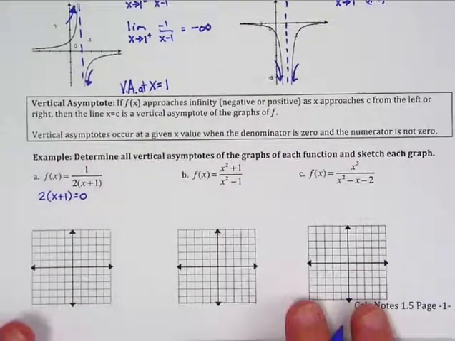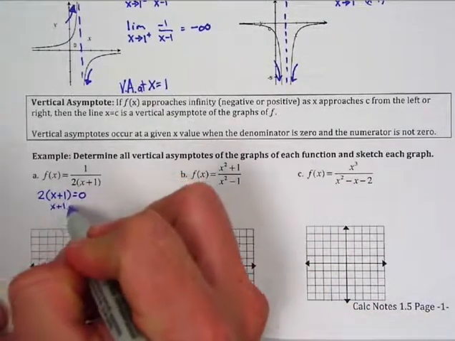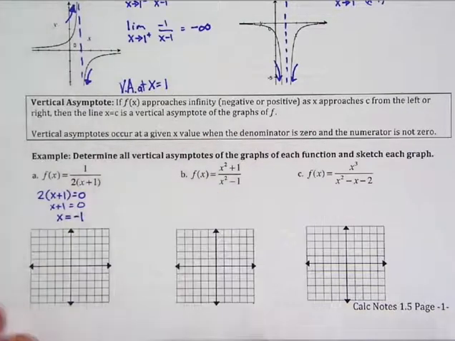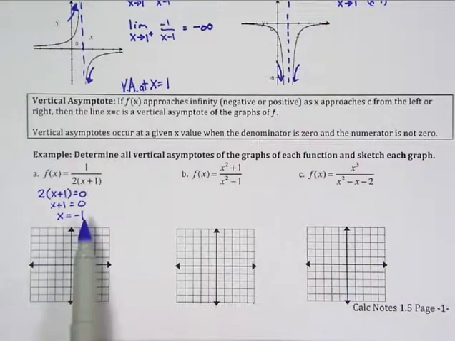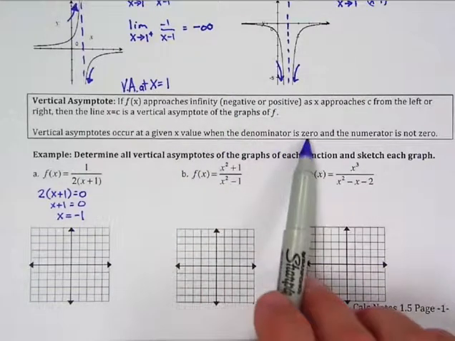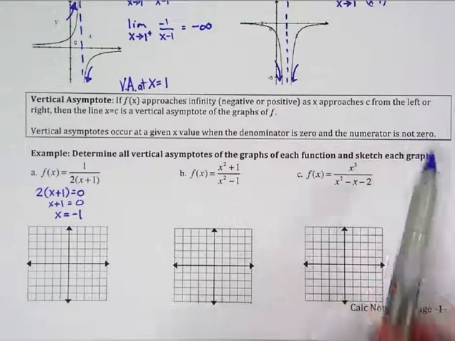And then we're going to solve for x. So here we can divide by 2 and subtract 1. Now, at this x, we have a possibility for a vertical asymptote because this is the x where the denominator is 0. But we need to test now to make sure the numerator is not 0 also.